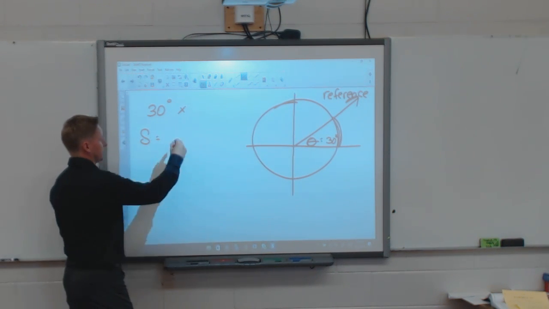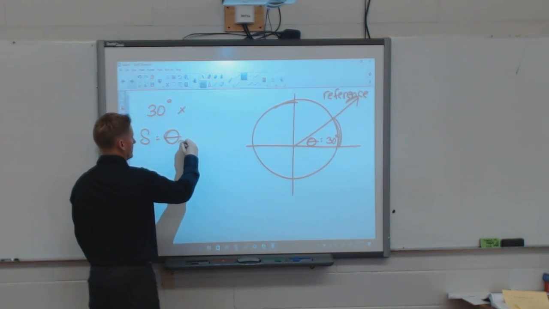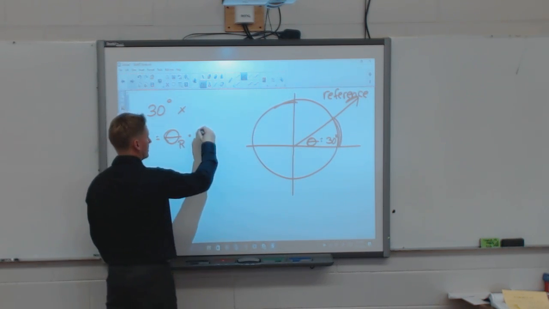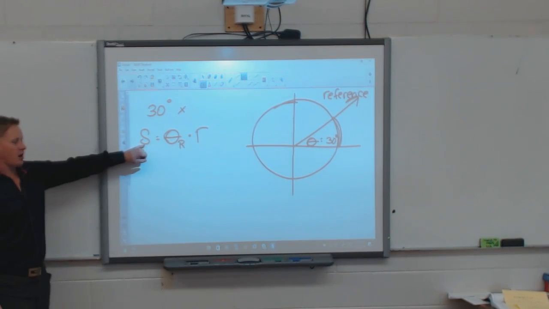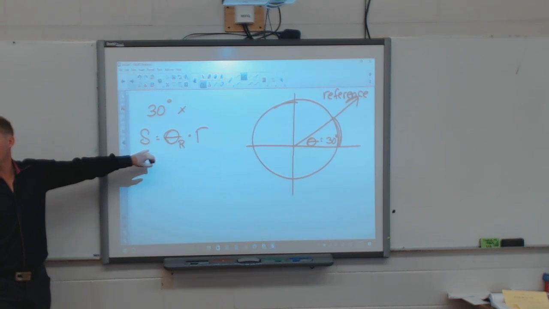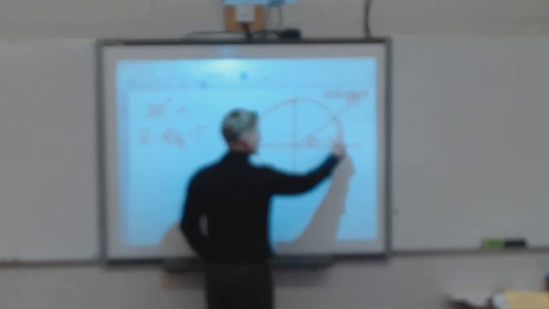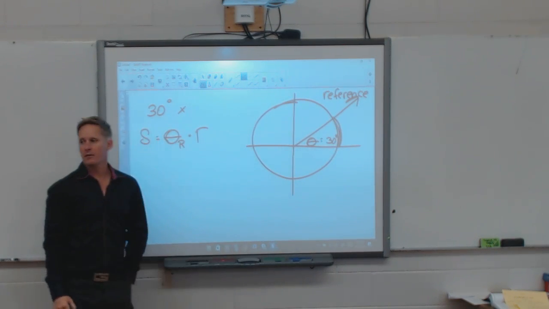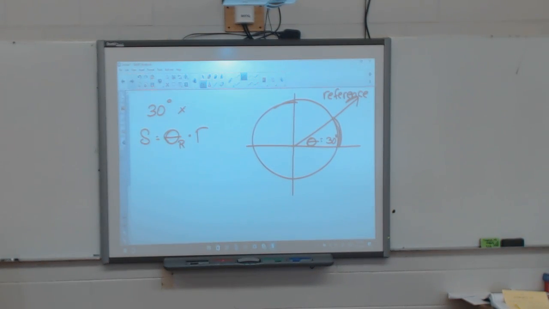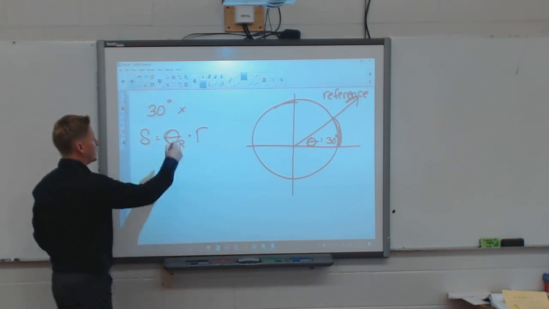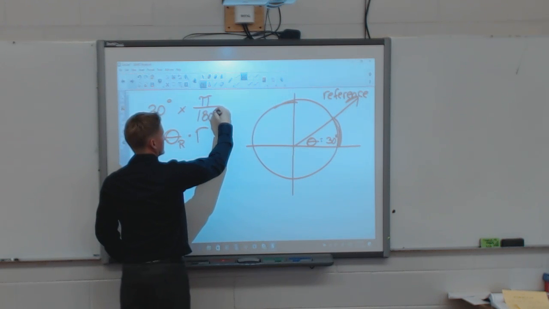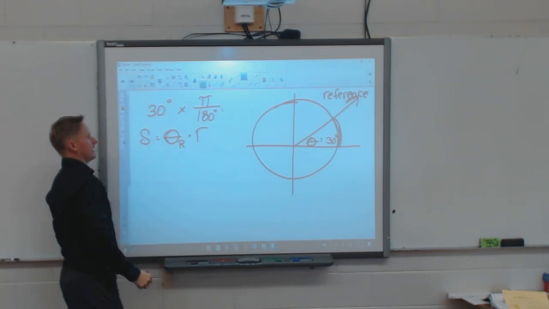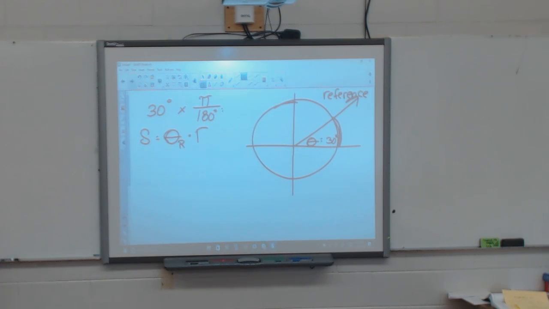So S is equal to the angle in radian measure times the radius. This is what we call the arc length. This is the very first thing that we need to do today that's new to you. Arc length is this distance from here to here. In order to find the arc length, we need the radian measure. To get the radian measure, I multiply 30 degrees by pi over 180 degrees. That's my ratio. That gets rid of the degrees and leaves me with radians.